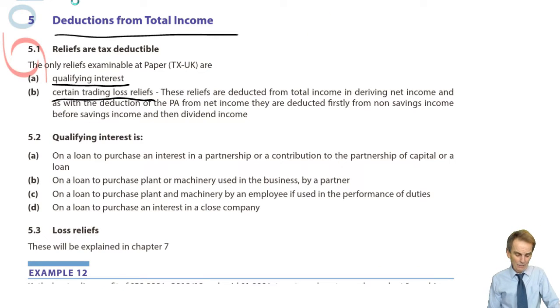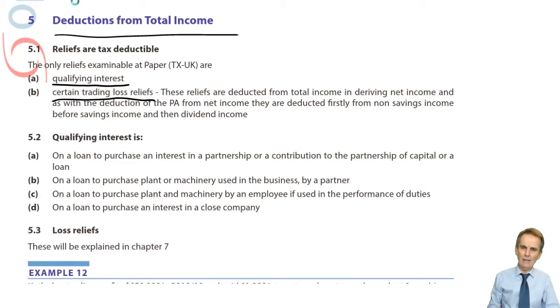In terms of qualifying interest to begin with, it's basically to do with if you borrow money, obviously you pay interest thereon, but most of the reasons why people might borrow money do not attract tax relief in relation to the interest they pay on those borrowings. Why would I borrow money? To buy a house, to buy a car, to go on holiday? None of these things achieve tax relief.